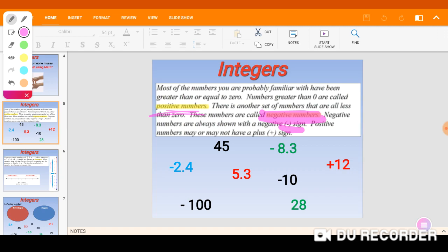As an example, the number 45. Actually, 45 is a positive number, although it doesn't have the plus sign. So a positive number, you may put the positive sign and you may not put the positive sign. In both cases, this is a positive number. 12 is positive. Negative 8.3 is negative, and so on, okay?